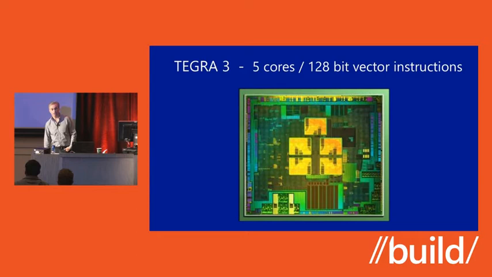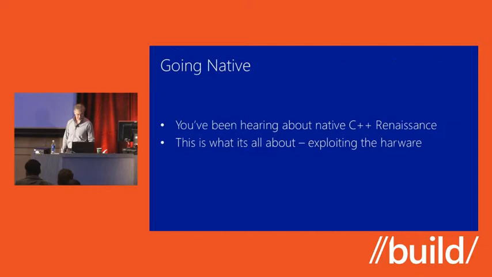The sooner you end your app, or the sooner you end the compute bound part, for example, of your application, this chip will take it off those 4 cores, and then it'll run the one thread on the low power 500 megahertz half speed core. So really, this is what it's all about. You keep hearing us talk about going native, going native. This is the C++ renaissance, and it's really about exploiting the hardware.